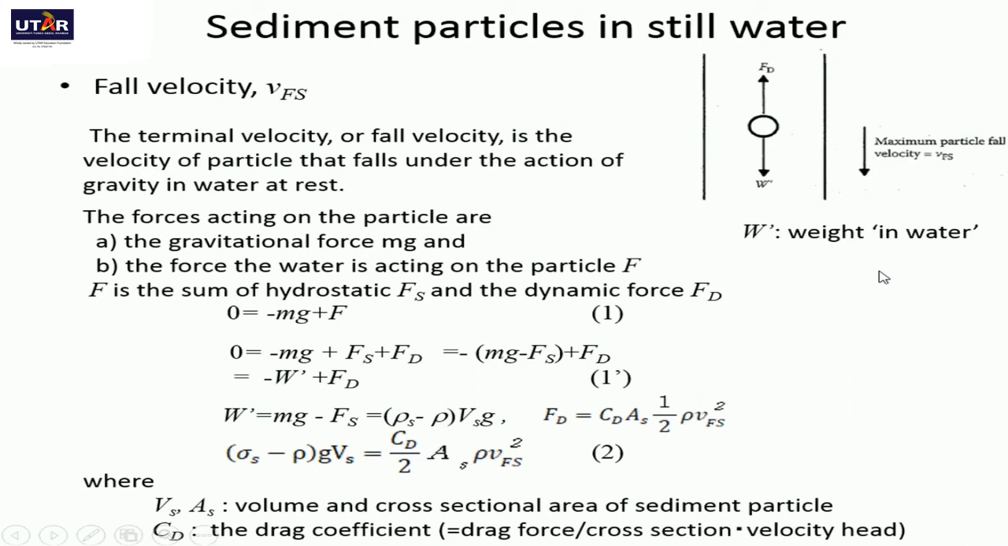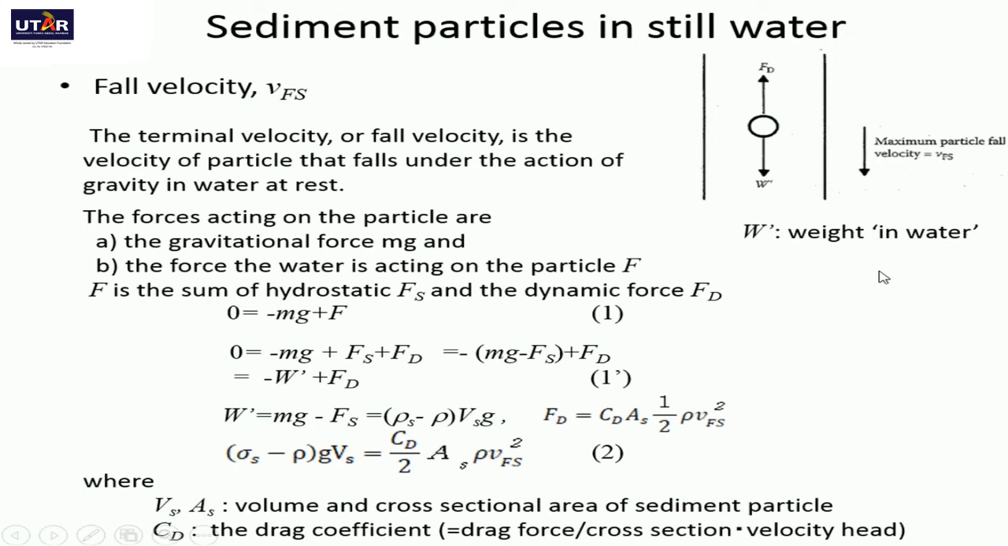Now, mg minus Fs is the net weight of the particle in water and is called the weight in water and denoted by W prime. Then equation 1 may be written like equation 1 prime, and W prime is proportional to the difference of particle density and water density and the volume of the particle Vs multiplied by the gravitational acceleration g.